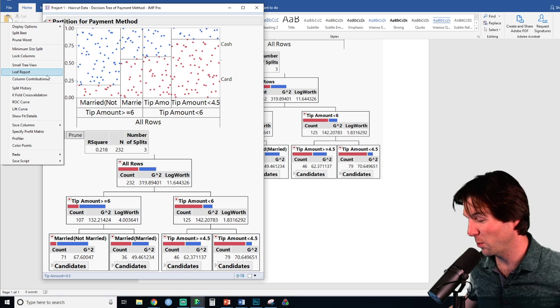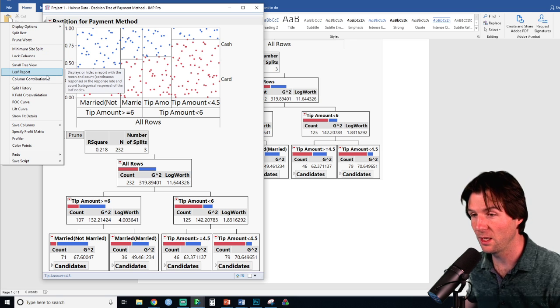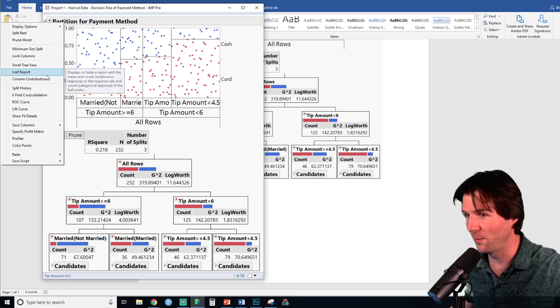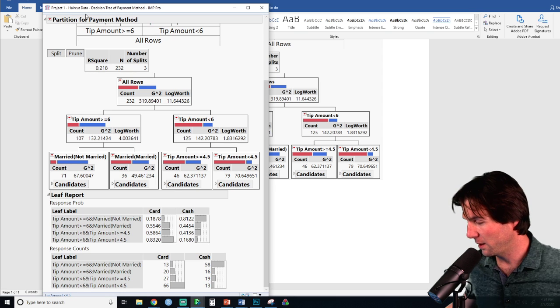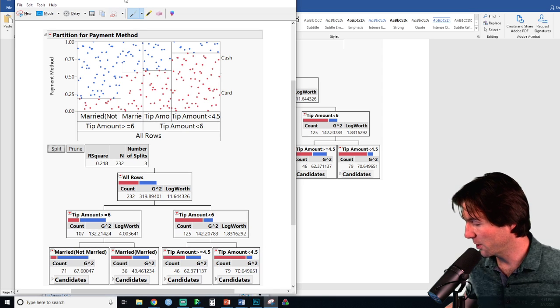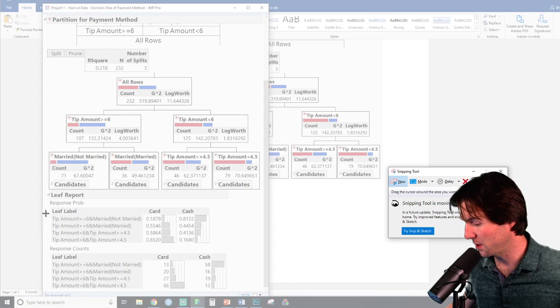We're going to go here to Leaf Report. And please, if I do something too quickly, don't forget Maggie. Great job. Maggie, 1,000 points right there. We've got our Leaf Report right here. And then we're going to go back to Snipping Tool. Where did my Snipping Tool go? Oh, looks like I'm looking at the output, but Snipping Tool.